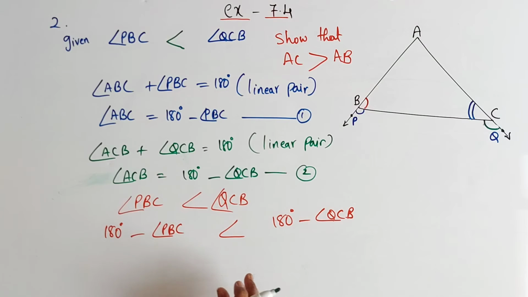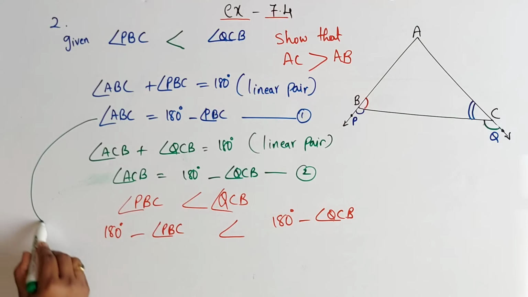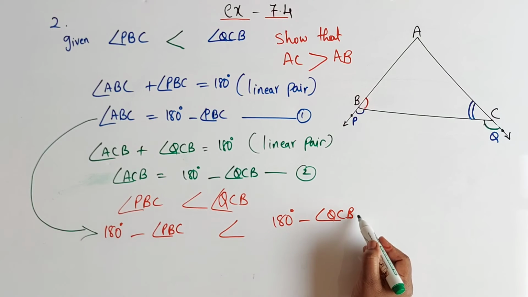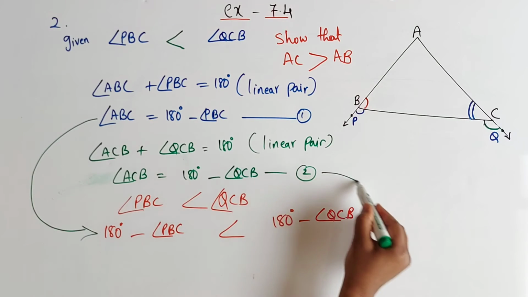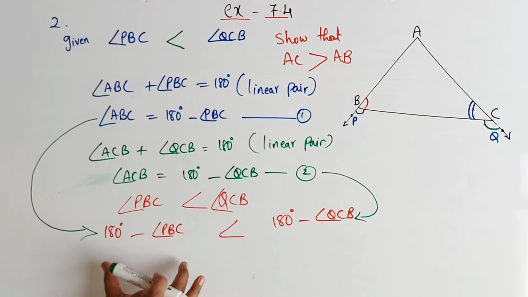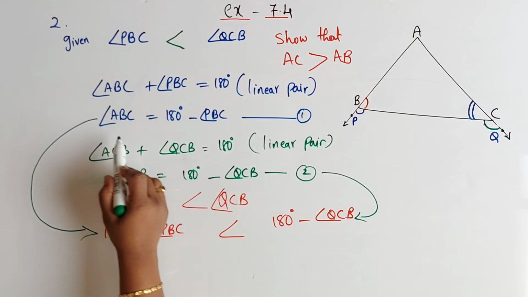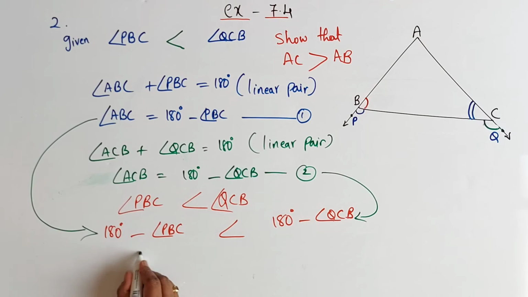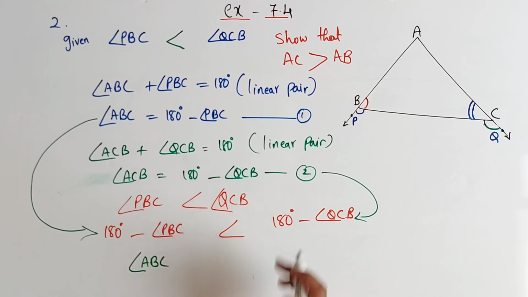So now tell me, 180 degrees minus PBC, that means angle ABC, this one. 180 degrees minus QCB, that means this angle. In place of 180 degrees minus PBC, we can write angle ABC. And here 180 degrees minus QCB means angle ACB. Correct, children? So which one is greater now? Angle ABC or angle ACB? Angle ABC only. Why? Because I will give you one example.